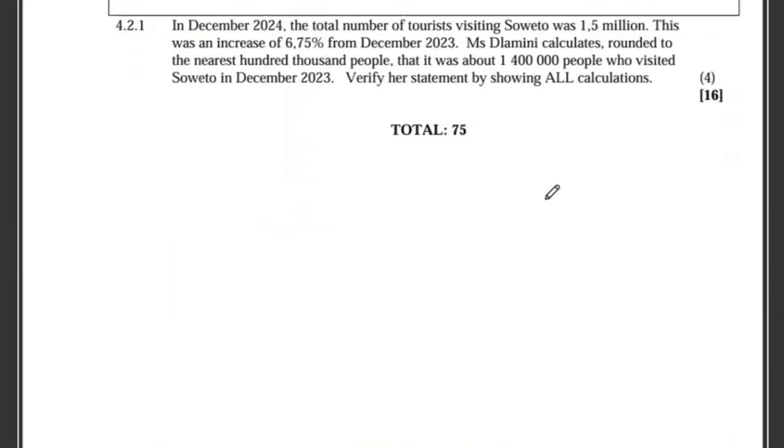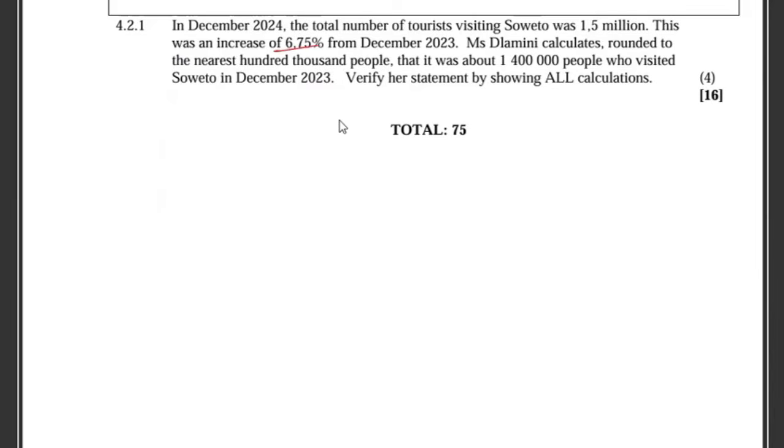Anyway, in December 2024, the total number of tourists visiting Soweto was 1,5 million. This was an increase of 6.75% from December 2023. Mrs. Lamini calculates, rounded to the nearest 100,000 people, that it was about 1,400,000 people who visited Soweto in December 2023. Verify her statement by showing all calculations.